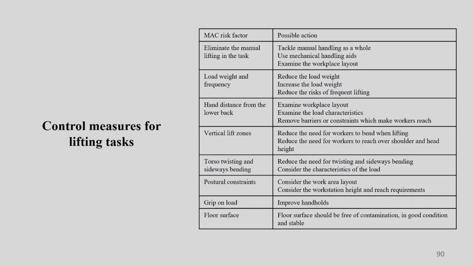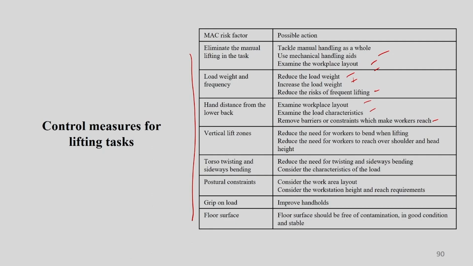Okay. Now here some kind of guideline is available. So, control measures for lifting task. So you have all the guidelines. If you want to eliminate manual lifting in a task, what can be done? If load, weight and frequency is a concern, that is the observation or the finding of your study, what are the possibilities? If hand distance from the lower back is a concern, then what are the possibilities? So these are the kind of guidelines or control measures from the data.